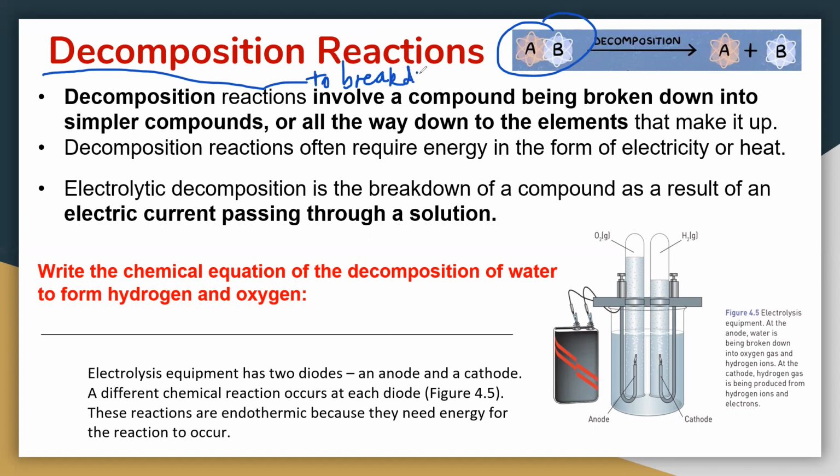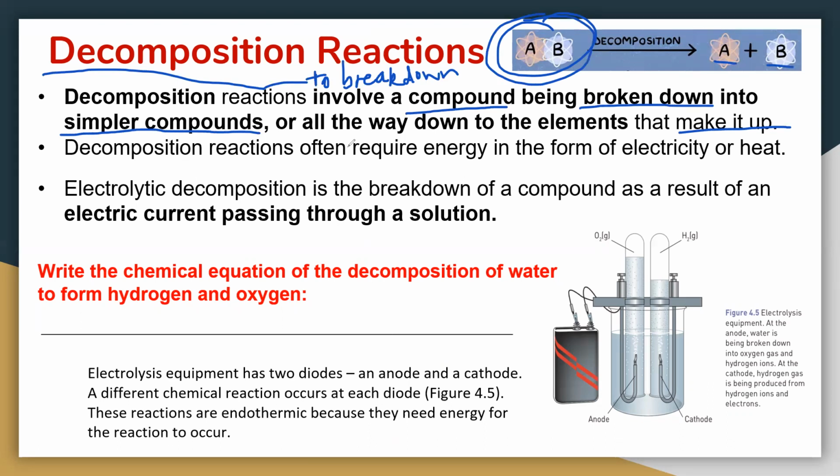So when we're talking about decomposition, decomposition is just the noun form of decompose. Decomposition means for a bigger compound to break down into its smaller constituent elements or substances. So a bigger compound breaking down into a simpler compound or into the smaller substances that it's made up of, the elements that make it up.